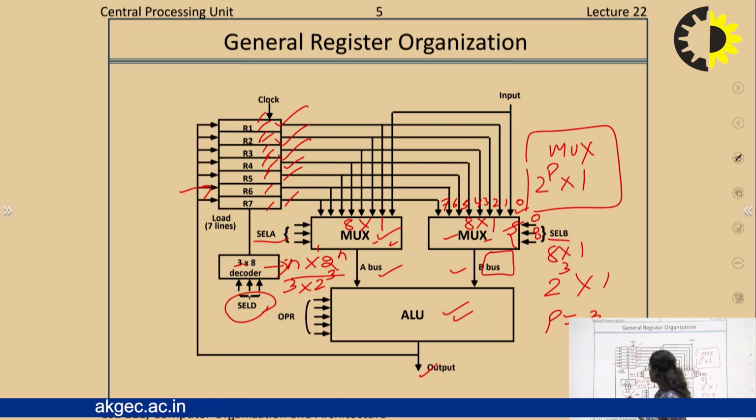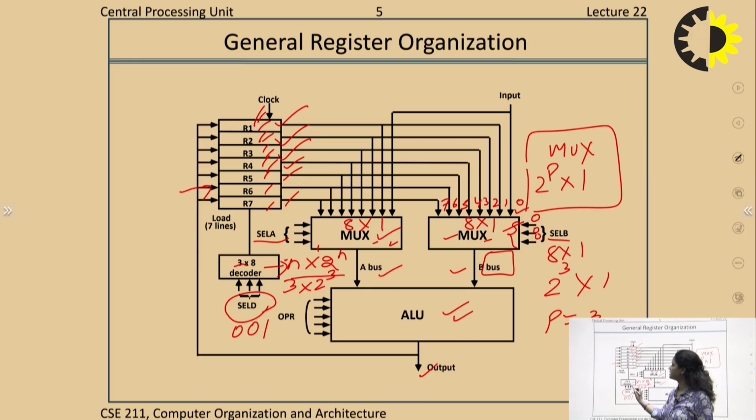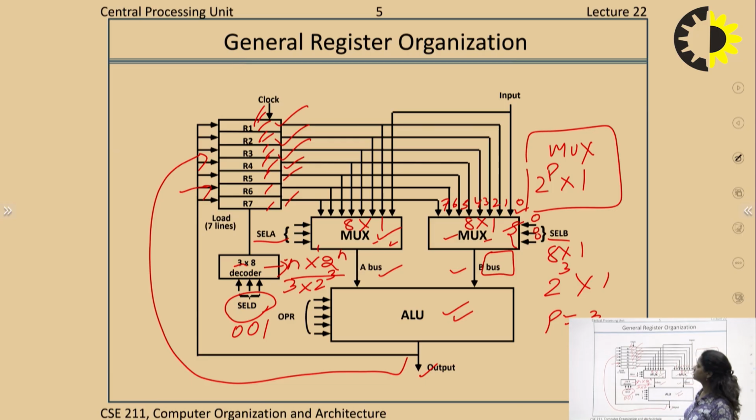Suppose here we have a code 001. So 001 is for R1. We can say it is at position number 1. So R1 will be selected as a destination register to store the output value. And this load line indicates which of these 7 registers is going to be loaded with the output that we are obtaining from the ALU. The load signal is the indication of making that register active to obtain the output. So in this way, this general register organization is used.